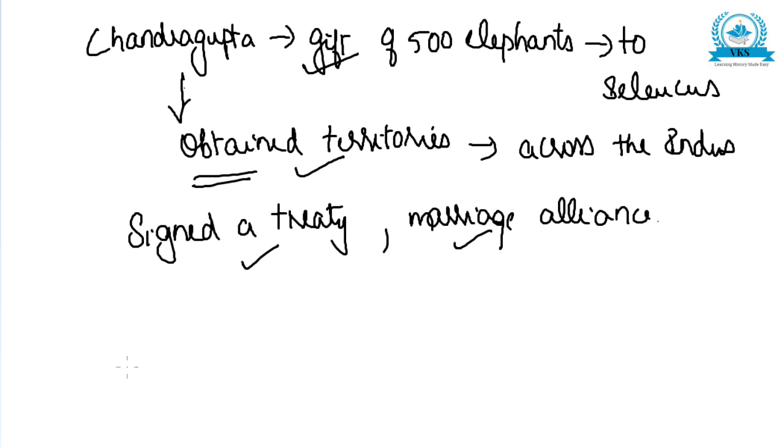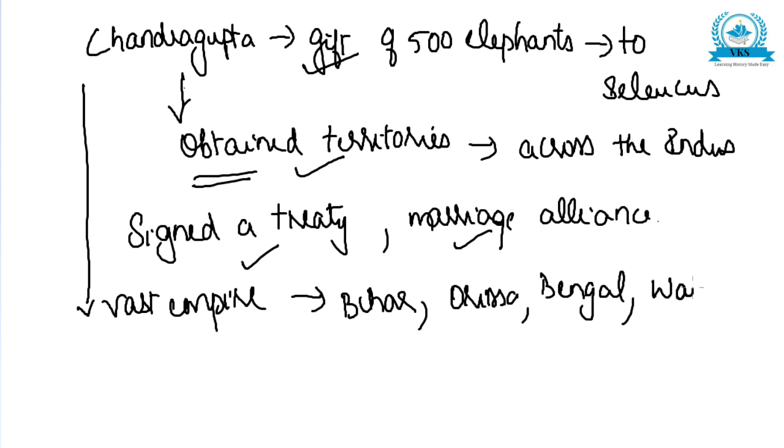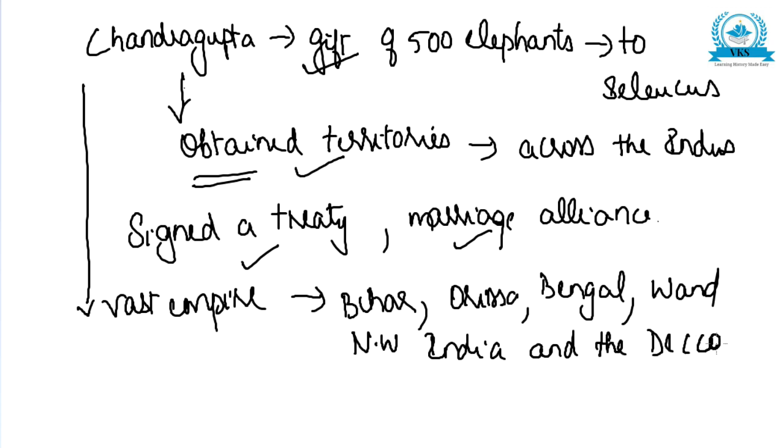Chandragupta thus built a vast empire. So now Chandragupta built a vast empire, which included not only Bihar and a substantial part of Orissa and Bengal, but also western and northwestern India and the Deccan. So he conquered a lot of places, and he established a vast empire. So this was how Chandragupta established his empire.